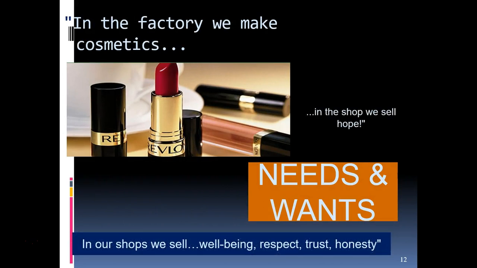In the factory, we make cosmetics, so we actually manufacture lipsticks, eyeshadow, primer, whatever it might be. In the shop, we sell hope. So really think about what it is you're actually selling, because most of the time, the tangible product is quite low on that list of priorities. So if you really think about why we buy mascara, is it about the features of having the wand and the tube and what it's made from, or is it the look and how it makes our customers feel when they're wearing the product that's more important?